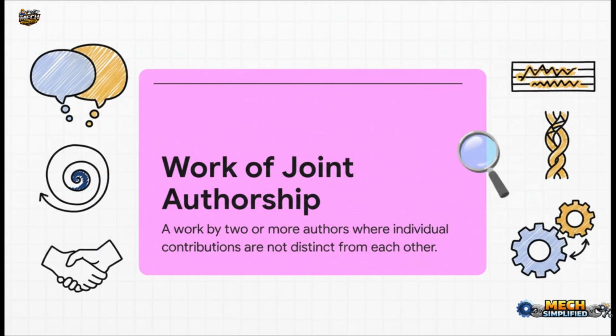Okay, so what happens when two people create something together? Well, this is what we call a work of joint authorship. The key thing to understand here is that the contributions from each creator are basically inseparable. A great example is Lennon and McCartney writing a song for the Beatles. It's pretty much impossible to say this exact word came from John or that specific note came from Paul. Their creative work is just completely tangled together. You can't just surgically remove one person's part without totally destroying the whole song.